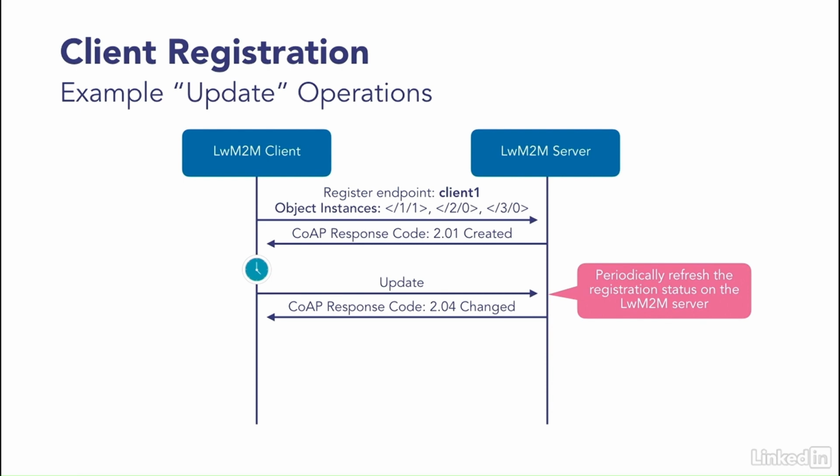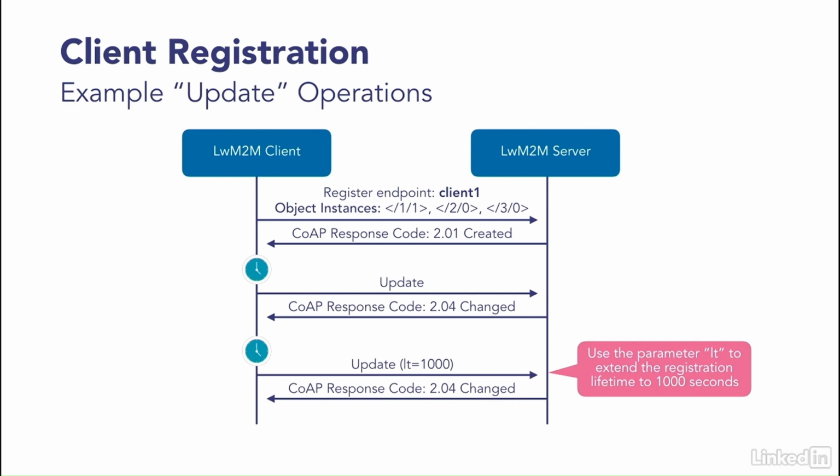Here, we can see that this update operation is initiated by the client, and the server responds with the CoAP response code indicating the success of this operation. Alternatively, the client can send an update operation to change the lifetime of the registration. In this example, the lifetime with the value 1000 seconds is sent as a parameter with the update operation.